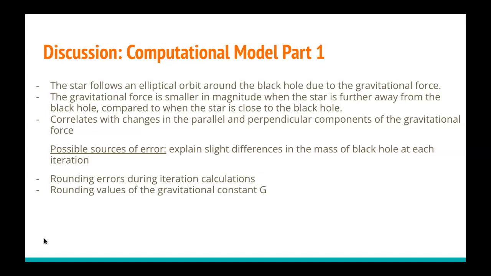Some possible sources of error here are rounding errors during the iteration calculations and rounding values of the gravitational constant G, which may explain slight differences in the mass of the black hole at each iteration step.